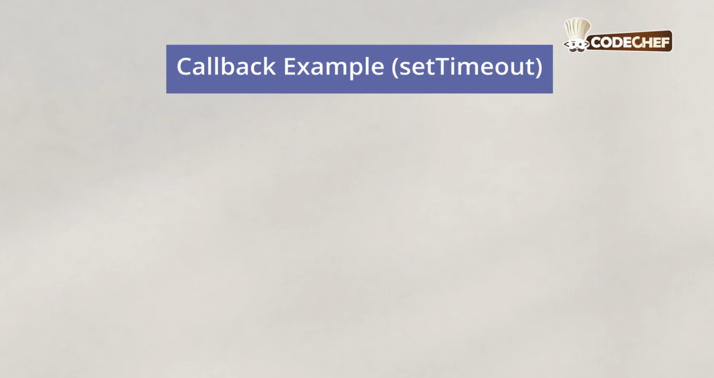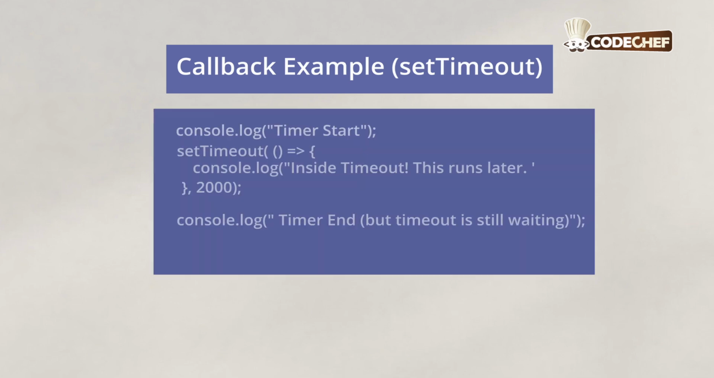So let's look at a callback example. First, JavaScript prints timer start. Then, setTimeout starts a timer and immediately moves on. JavaScript prints timer end without waiting. After 2 seconds, the callback runs and prints the final message. This shows how callbacks execute later.